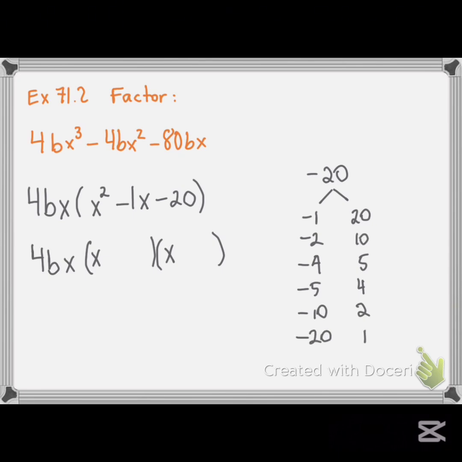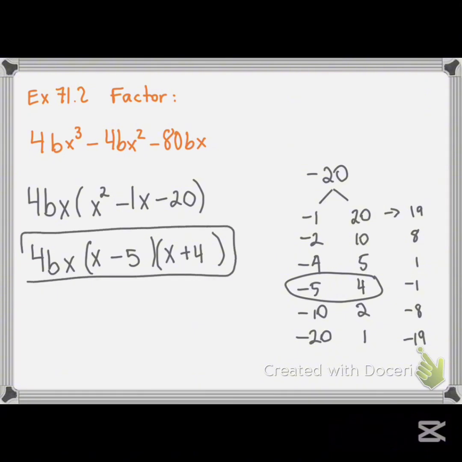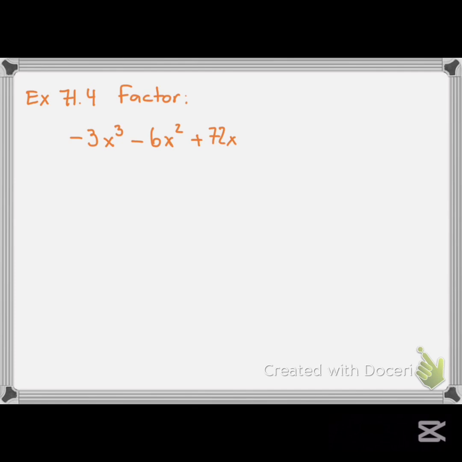And again, if I do the additions of each one of these, I'm going to get here 19, 8, 1, negative 1, negative 8, and negative 19. So the pair we want is negative 5 and positive 4, because negative 5 times positive 4 is negative 20. And if we add it, negative 5 plus 4 is negative 1, which is what we want. Remember that your answer has to include the common factor. Let's look at this other one.